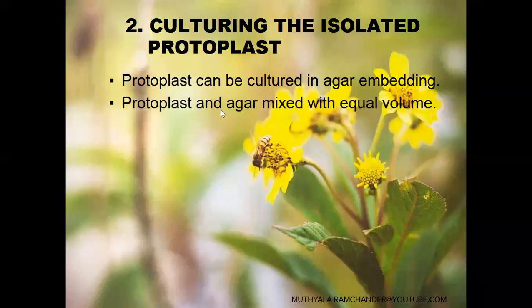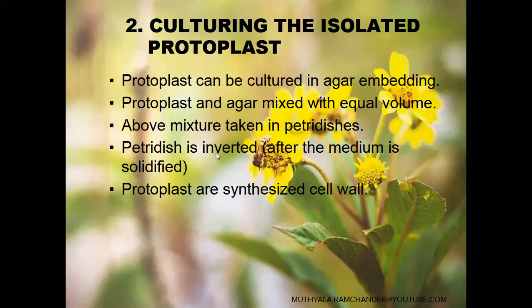The protoplast and agar mixture with equal volume are taken in a petri dish. What is the above mixture? It is the selected protoplast and agar embedding medium. The agar embedding nutrient medium is taken with equal volume in the petri dish. The petri dish is inverted after the medium is solidified.